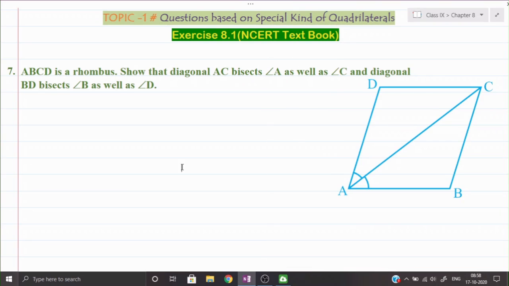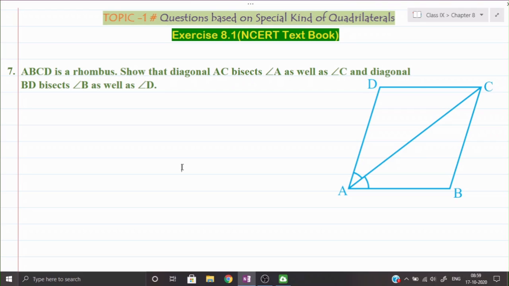Okay, this question is actually lengthy, but I will try to solve as short as possible. See, in the 7th question we have given that ABCD is a rhombus. Show that the diagonal AC bisects angle A as well as angle C, and diagonal BD bisects angle B as well as angle D. So diagonal BD bisects angle B as well as angle D, that we can show similarly, means we need not to prove it again and again. But here diagonal AC bisects angle A as well as angle C, that we can prove it clearly. How we will show that?